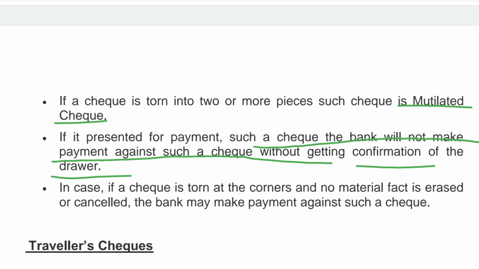In case a check is torn at the corners and no material fact is erased or cancelled, the banker may make payment against such a check. So say if the check has been torn at the end and no damage is made to the material facts, the amount mentioned in figures and in words, and the signature of the drawer has not been damaged, in this case the banker may honor the check.